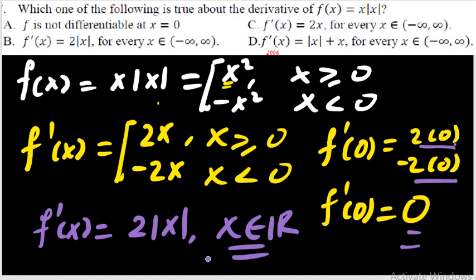For every limit, this function is differentiable at all real numbers, at any x which is an element of real numbers. So the answer is going to be B. Let's go to the next question.